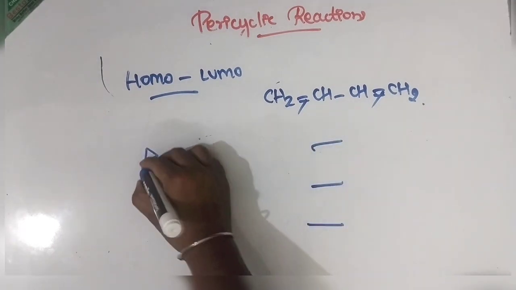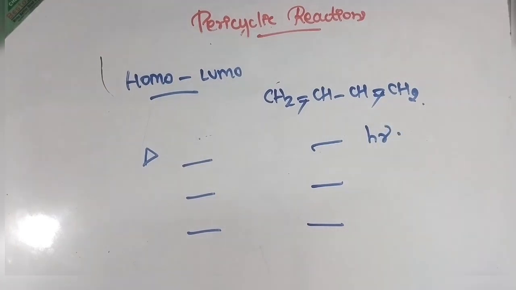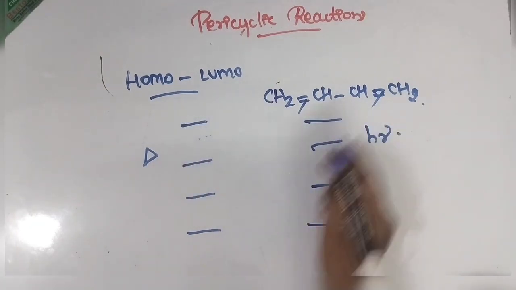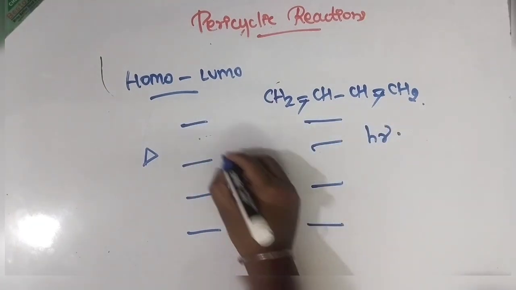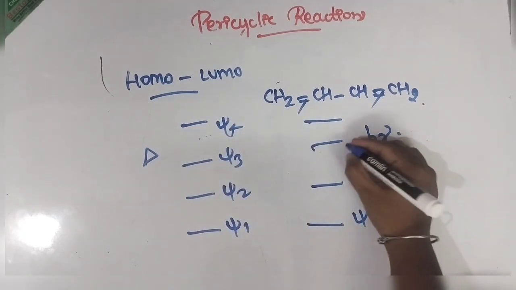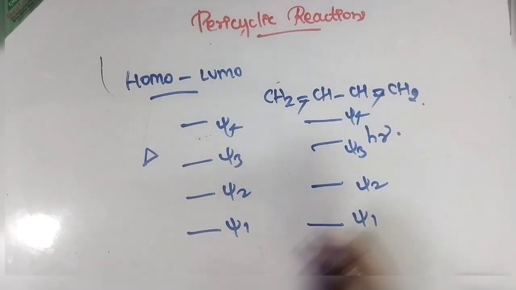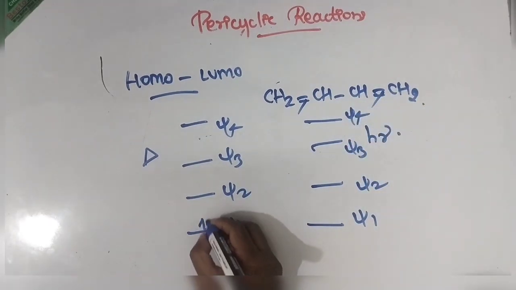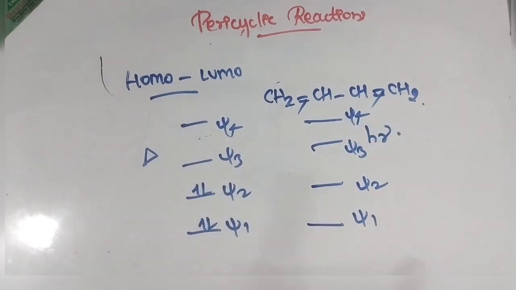This is thermal condition and this is photochemical condition. Psi 1, psi 2, psi 3, psi 4. These are nothing but just orbitals. 4 pi electrons. Each orbital can carry 2 electrons. Hence, you can arrange the 4 electrons like this, right?